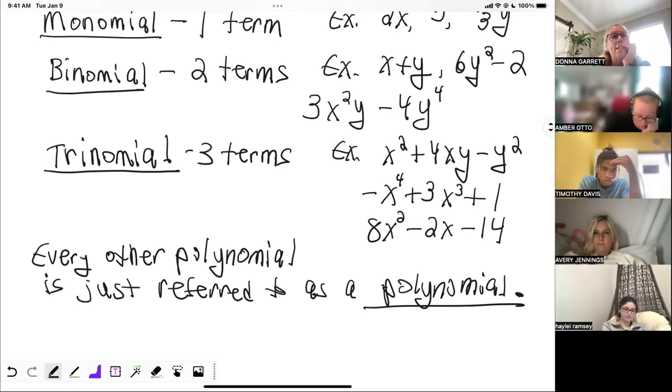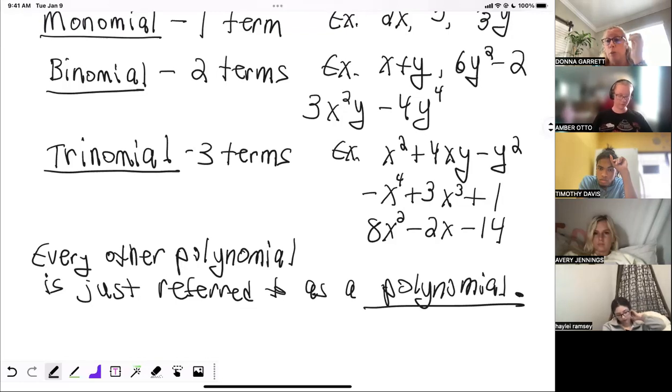You'll see words like classify this polynomial by the number of terms. Well, that would be monomial, binomial, trinomial, right? The next one we're going to talk about is degree, and we're going to put this all together. So if it ever says classify this polynomial by the number of terms and it's bigger than three terms, it's just called a polynomial.